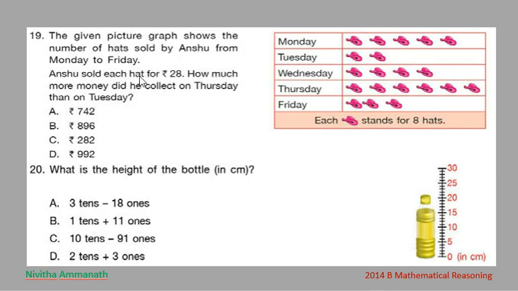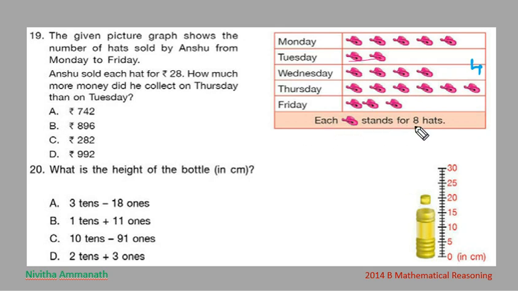Next question. The given picture graph shows the number of hats sold by Anshu from Monday to Friday. Anshu sold each hat for rupees 28. How much more money did he collect on Thursday than on Tuesday? This is Tuesday, 2. This is Thursday, that is here 6. So the difference is here 2, here 6. So 4 is the difference.